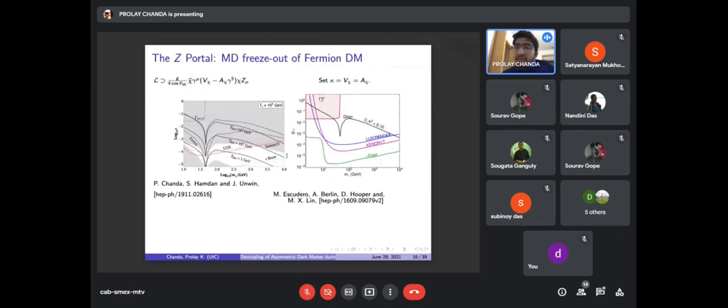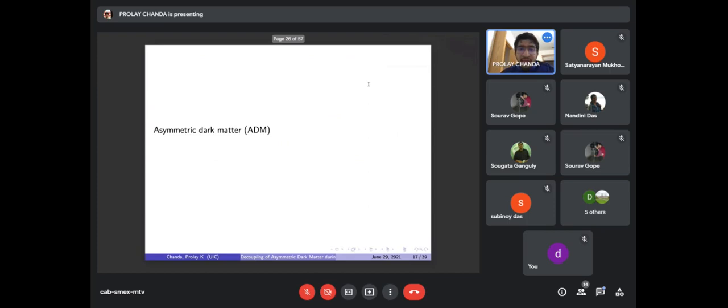To keep things simple, we only consider vector coupling, because if you do not consider the vector and axial coupling to be equal, you can get into technical troubles like anomalies and all. Our main concern is not to complete the particle physics, but to show that all of these classic models can be revived by changing the history of the cosmology. And with that, we can move into the next topic, which is asymmetric dark matter.